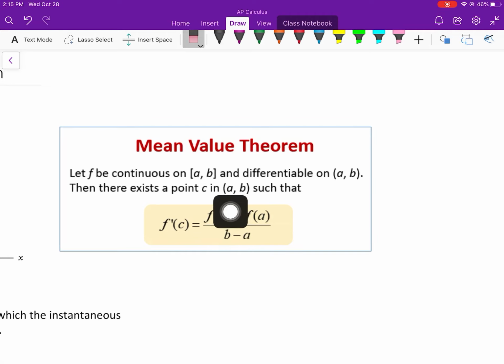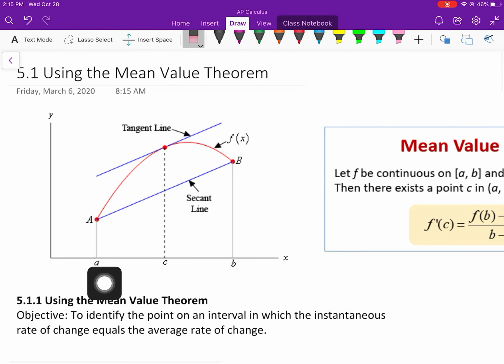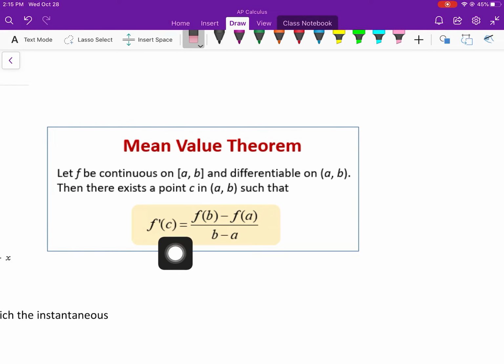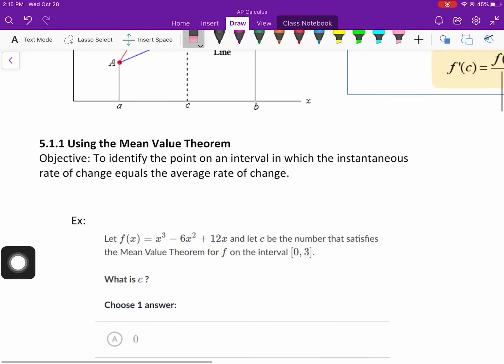Somewhere in the interval from A to B, notice that's the open interval A to B. And I'll show you why that's so important right now. But in that interval from A to B, somewhere within there exists a point C somewhere in between A and B. Like you see in this picture, here's A, here's B. Somewhere in between is a value C, such that the instantaneous rate of change is going to be equal to the average rate of change. Remember, this is the formula for the average rate of change. This represents instantaneous rate of change because that is the derivative.